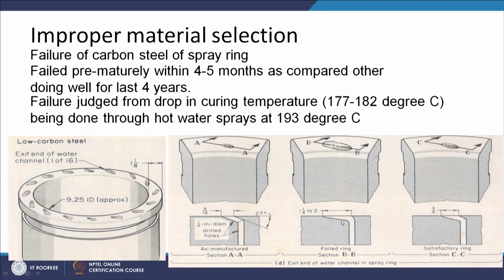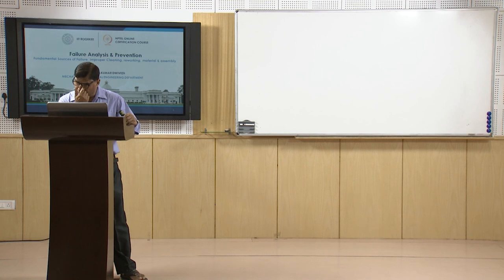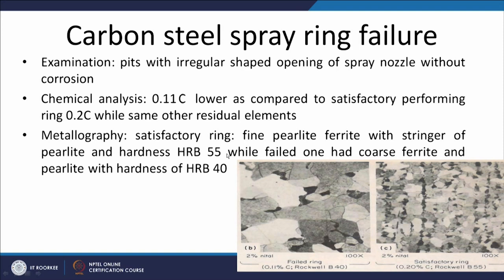The increase in diameter led to a reduction in velocity of the jet, which in turn reduced the curing temperature. So this case was investigated, and it was found that the openings in the nozzle had pits with irregular shapes and without corrosion. There was no sign of corrosion, but a few pits were observed in the opening of the nozzle. The chemical analysis of the ring was performed, and it showed 0.11% carbon as compared to the required carbon content of 0.2% in the steel ring, while other elements were the same as required.